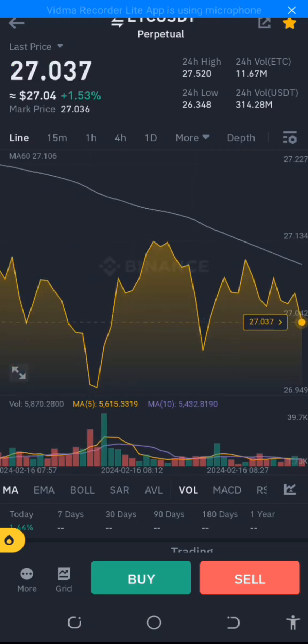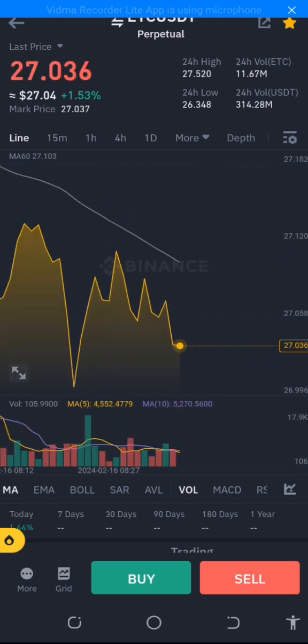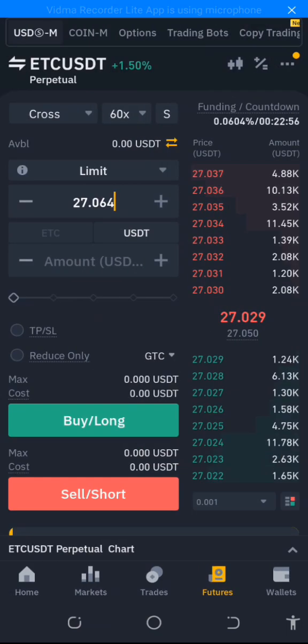Then we'll make a clear analysis of charts. All right, so this is it. Now the next thing we are going to show you here is the calculator. Binance also has a calculator. So let's assume that I want to trade on this ETC USDT.